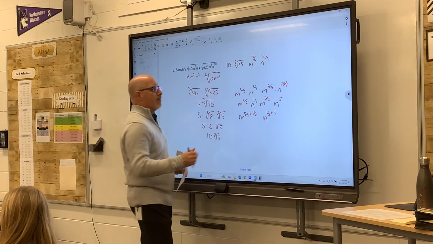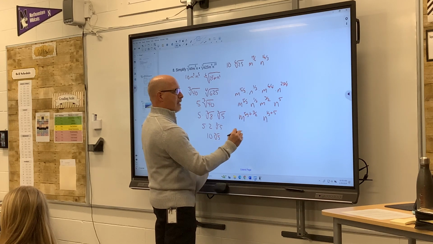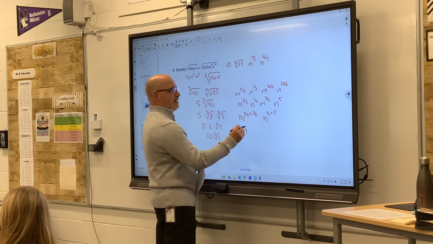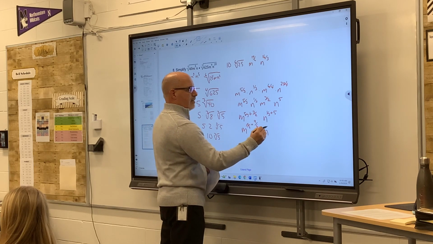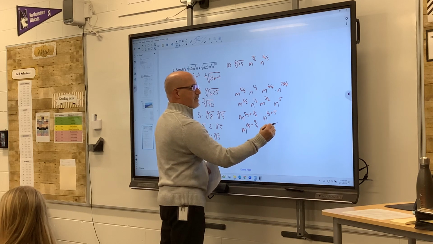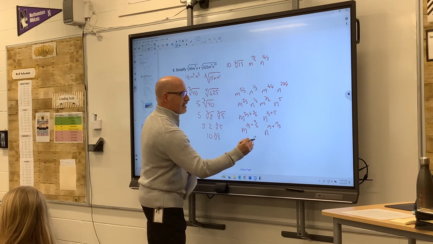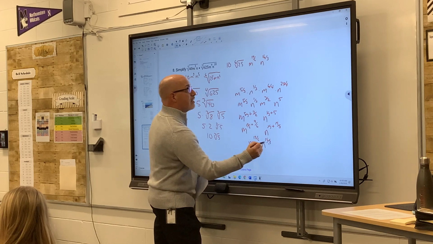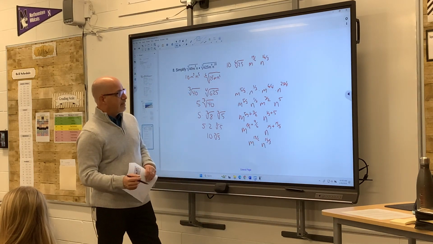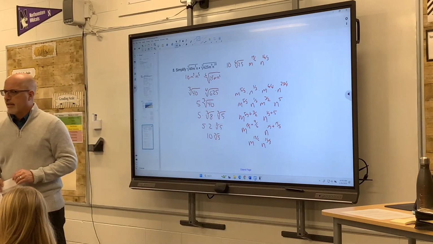Okay, so on this, then we're going to have, let's go ahead and add these two. So this is going to be m to the, let's make that 10/6 plus 9/6. This is n to the 1/3 plus 15/3. So I get m to the 19/6 power, n to the 16/3 power. Okay? All right, so that's where those come from. Okay, any questions on that?